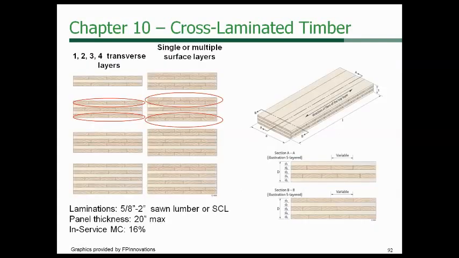So the standard sizes that you'll see, as I mentioned, are going to be laminations between 5/8 of an inch to 2-inch thick, and this is all in PRG 320. The maximum thickness of the panels would be 20 inches, and the laminations need to be fastened with adhesives. So you can't use nails or screws to fasten the layers together. It has to be laminated with glue.